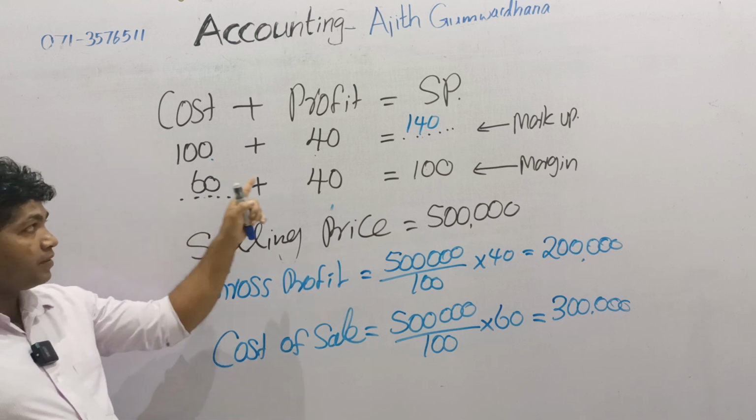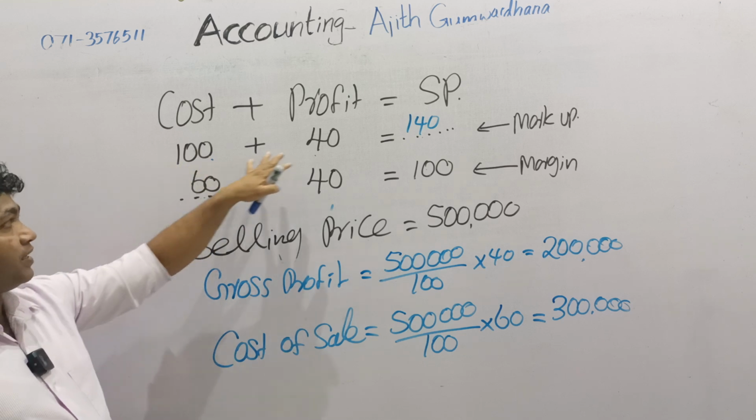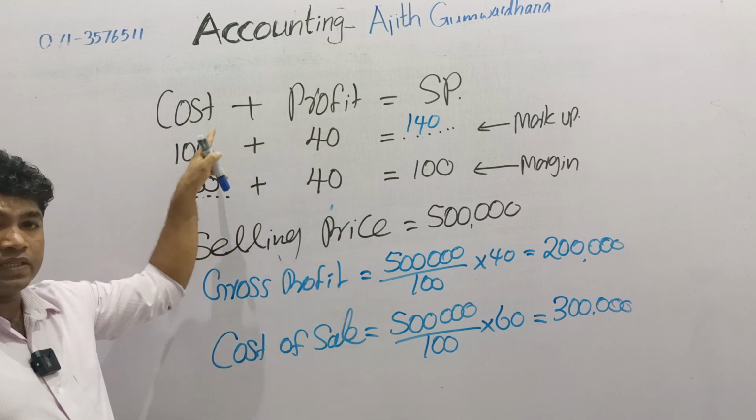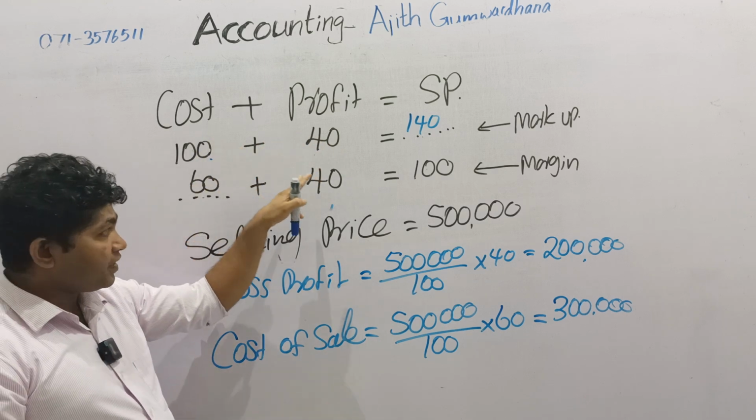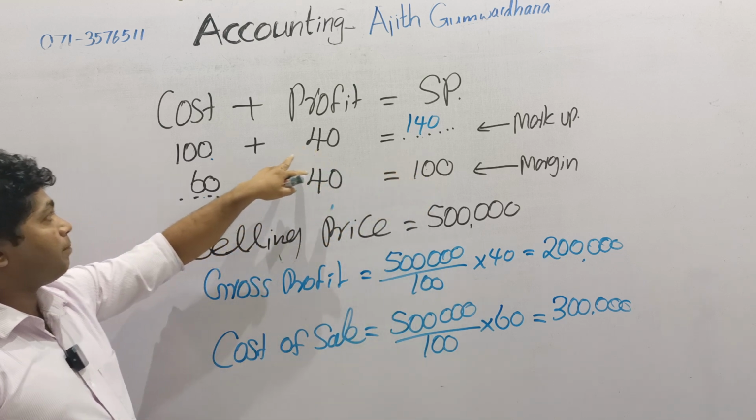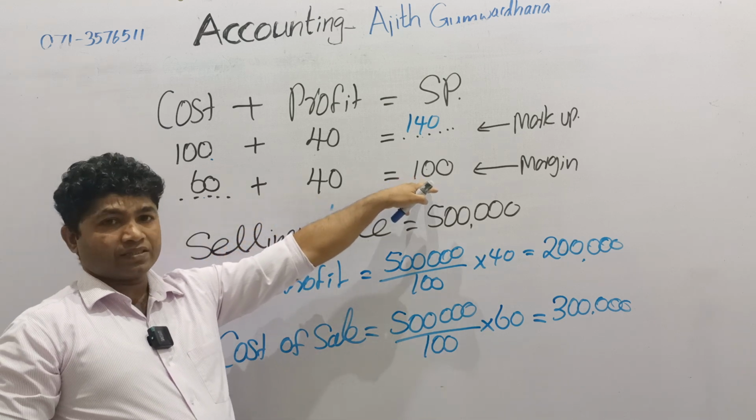Think by using profit markup and profit margin, first you have to know how to decide profit. Markup means profit decided based on cost value. Margin means profit decided based on selling price. Very important, if it is markup, cost value is 100. If it is margin, selling price is 100.